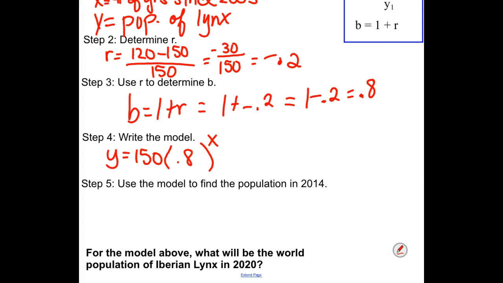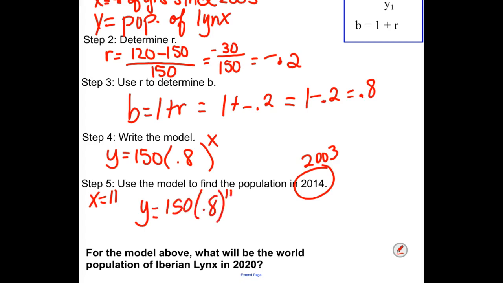Okay? And again, if you want to use t for time, that's fine. Then it says, use your model to find the population in 2014. Well, we defined x to be the years since 2003. So how many years later would that be? Compare that to 2003. 11 years. So we want our x value to be 11. So grab your calculators. 150 times 0.8 to the 11th power.